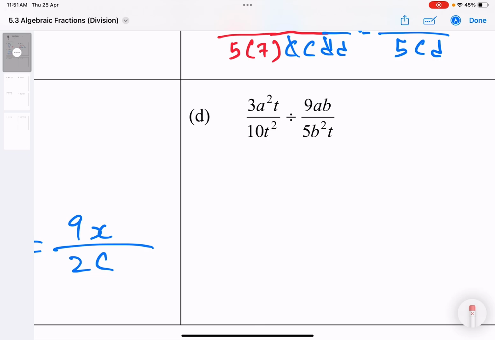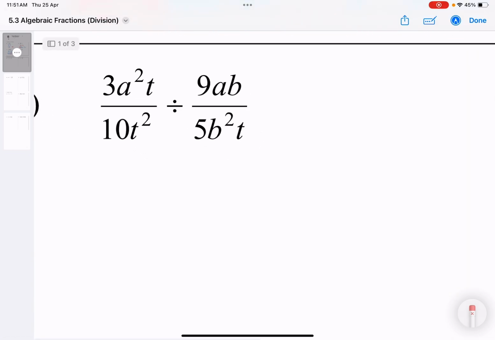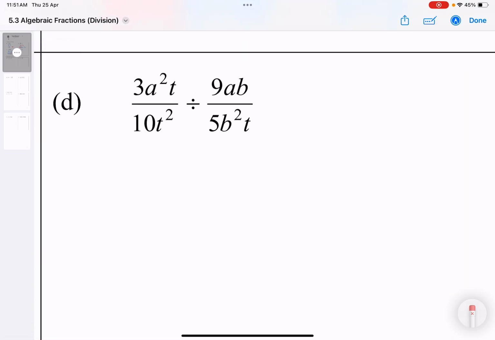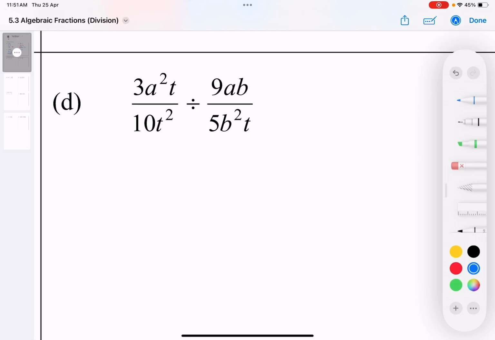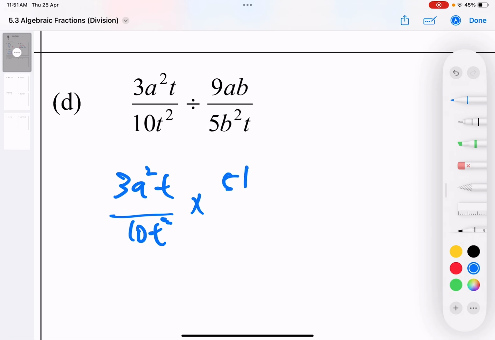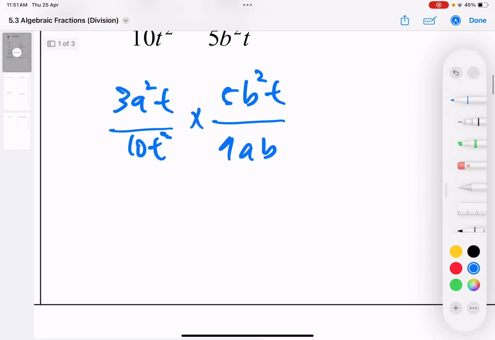Okay, let us go through this together. I change this to a times. Let me change the times first. 3a squared t over 10t squared times 5b squared t over 9ab. I bring all the numbers to one side. 3 times 5, 10 times 9.